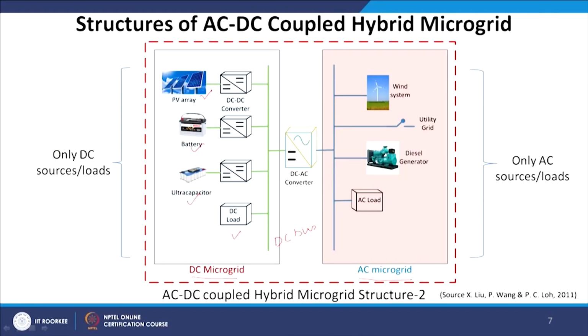Now, similarly, if you look at the right side, the AC microgrid, all the AC loads, diesel generators, utility grid, wind system, which are purely AC operational, are connected to my AC bus, and perhaps they have been interlinked through DC-AC conversions. And this is one of the very efficient structures where we have DC on one side and AC on the other side.